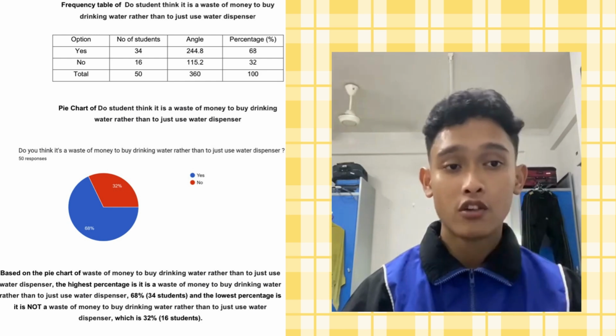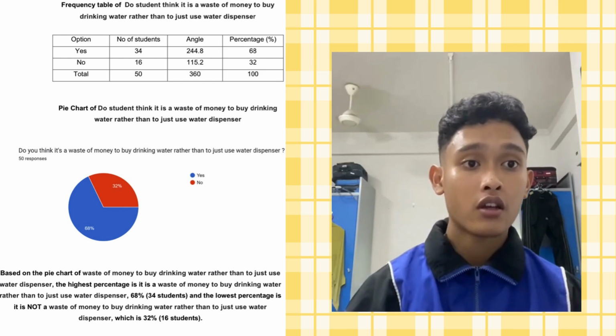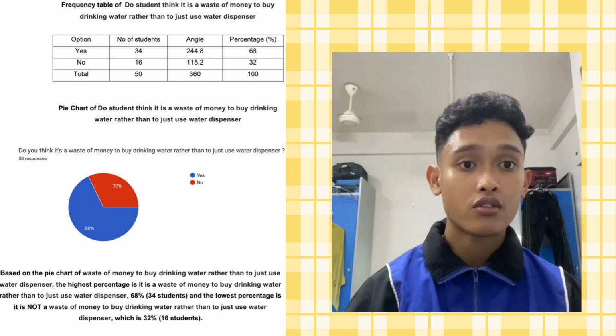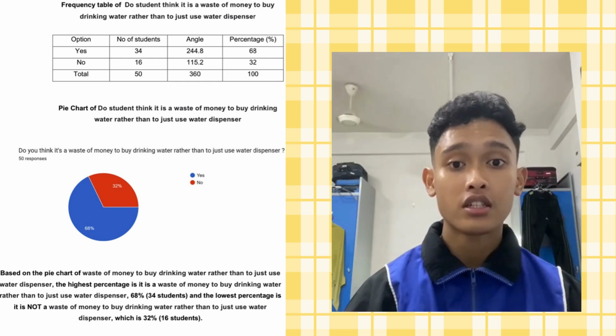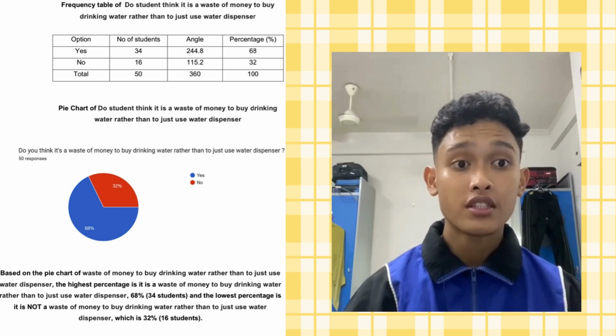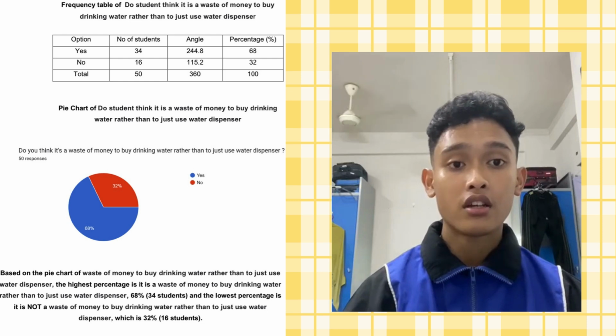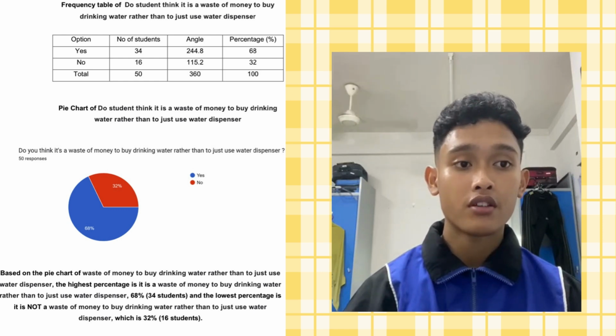So based on the pie chart of waste of money to buy drinking water rather than to just use the water dispenser, the highest percentage is that it is a waste of money to buy drinking water, which is 68%, and the lowest percentage is 32%, saying it is not a waste of money.